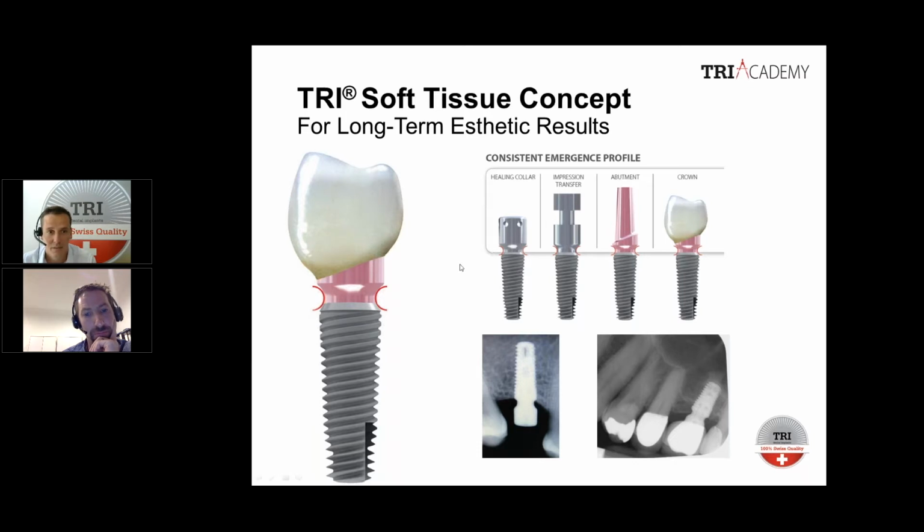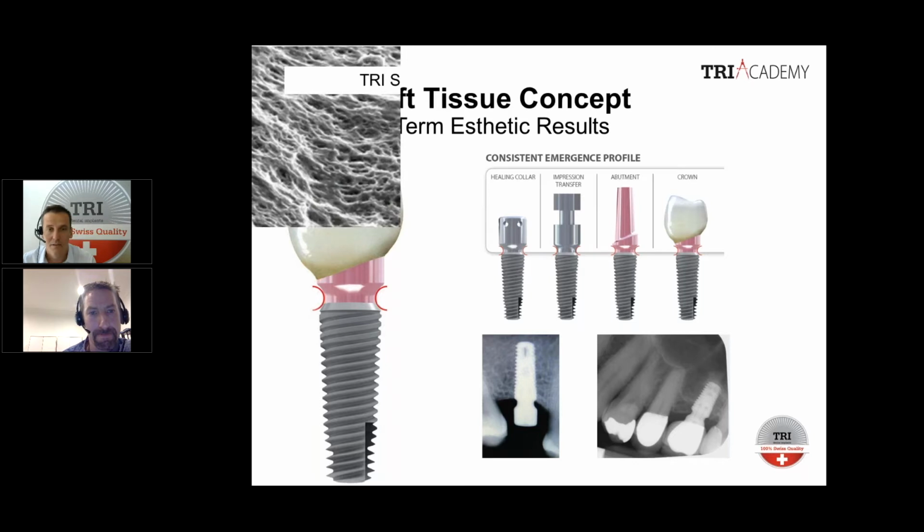You can see here on the left side the shape of our abutments. We have a consistent emergence profile in our abutments from healing collar up to the final crown, which is basically here on the X-ray down there. The shape of our abutments leads to more space for gingiva, which protects the bone surrounding the implant. And I think Dr. Blaschke is going to explain this in his presentation as well.